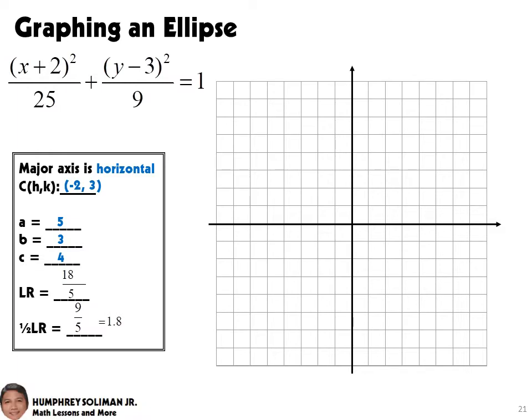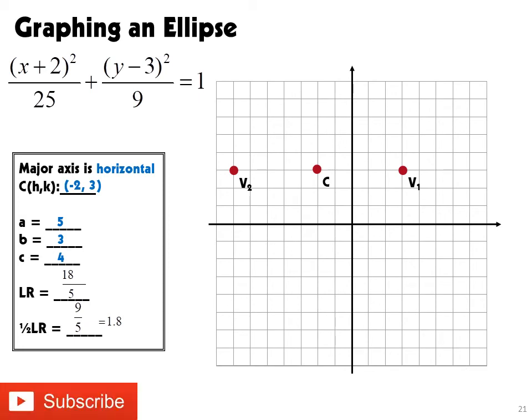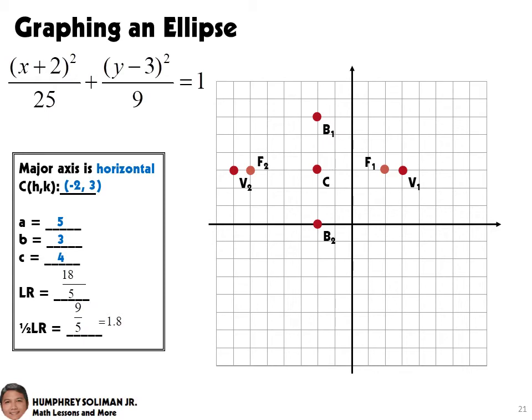Now we are ready to graph. Step number 1 is to plot the center of the ellipse at -2, 3. From the center, we plot the vertices horizontally at 5 units away, this is the value of A. From the center, we plot the endpoints of the minor axis vertically at 3 units away, this is the value of B. From the center, we plot the foci horizontally at 4 units away, this is the value of C. From the foci, we plot the endpoints of the LR vertically at 1.8 units away, this is half of the LR. Now that we have the points we need, we will use these points to draw the ellipse.